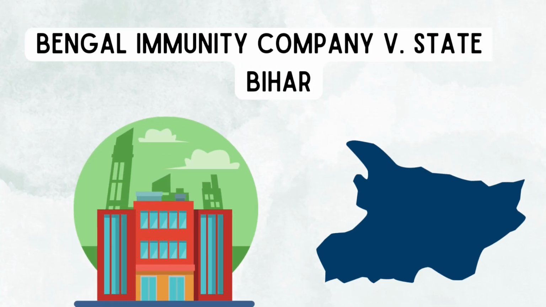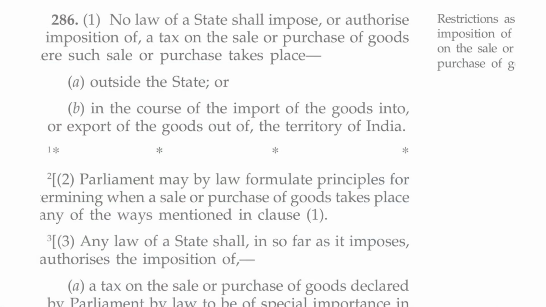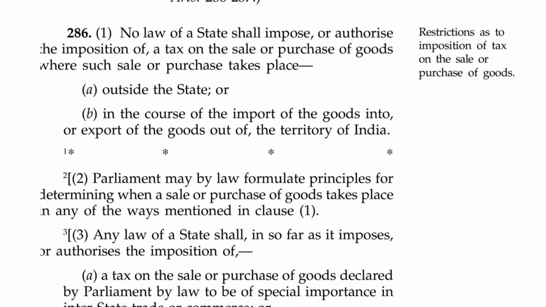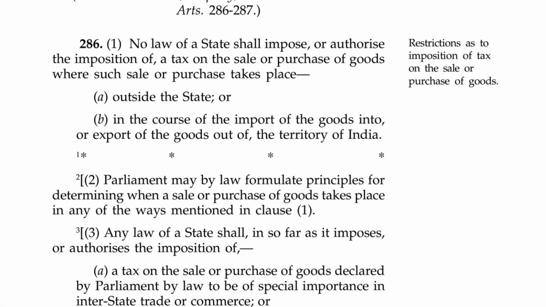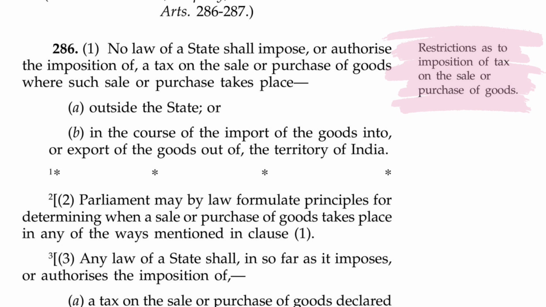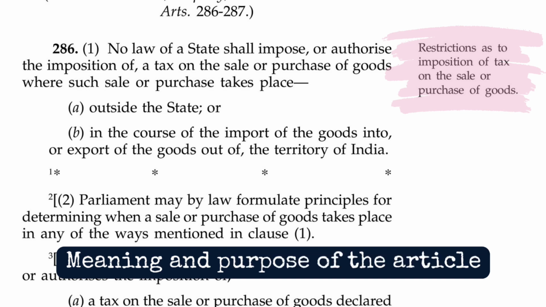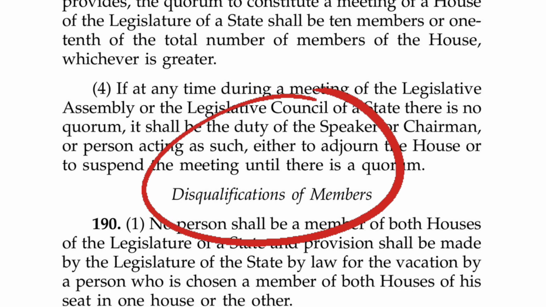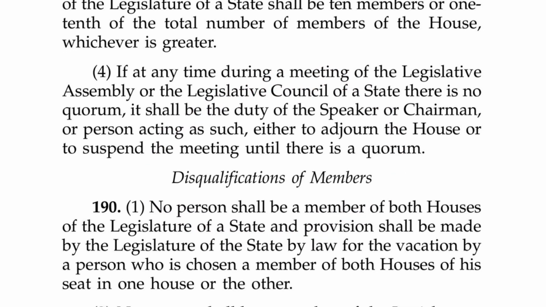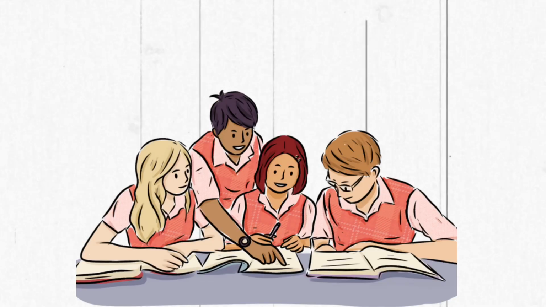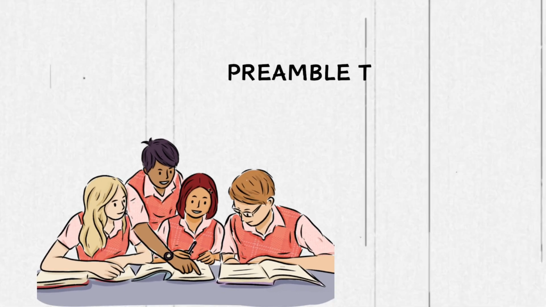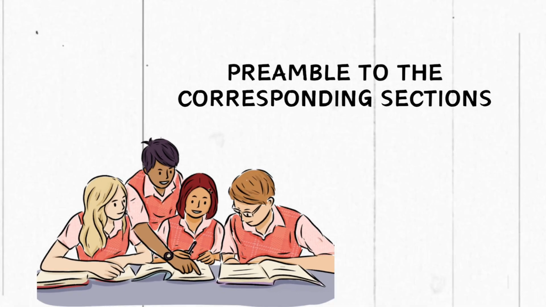In Bengal Immunity Company versus State of Bihar, the Supreme Court considered marginal notes for interpreting Article 286 of the Constitution, which provides for restrictions as to imposition of tax on the sale or purchase of goods, to understand the meaning and purpose of the article. Headings. Headings prefixed to sections within statutes serve as internal aids to interpretation. Courts treat these headings as preambles to corresponding sections.